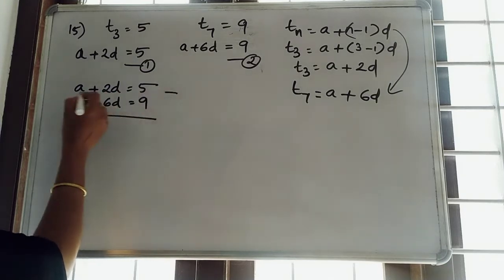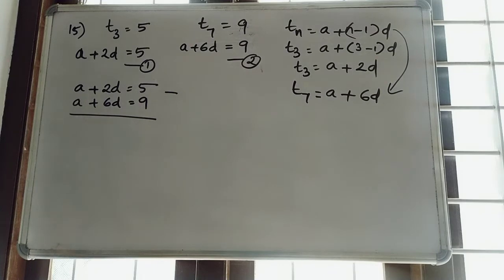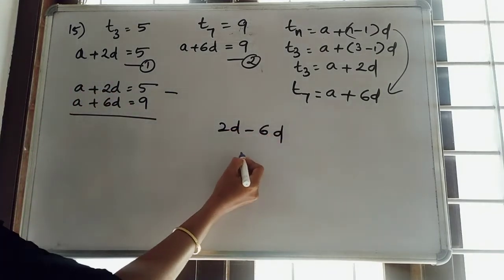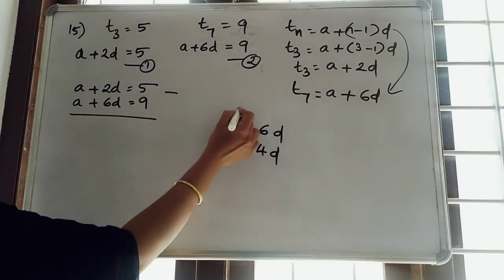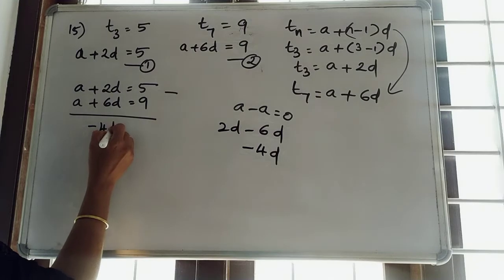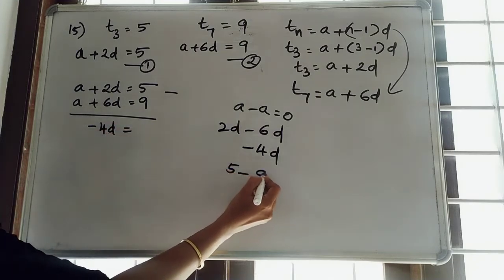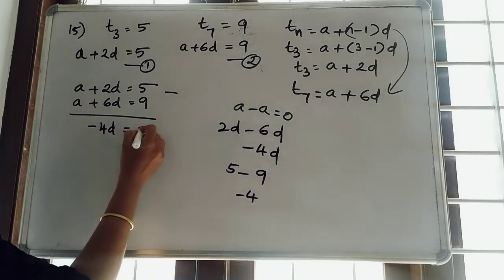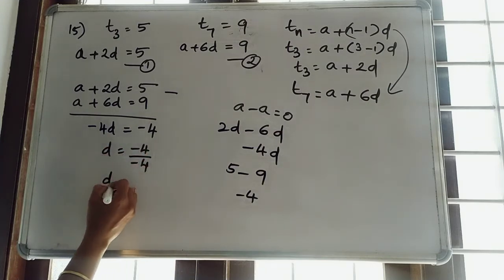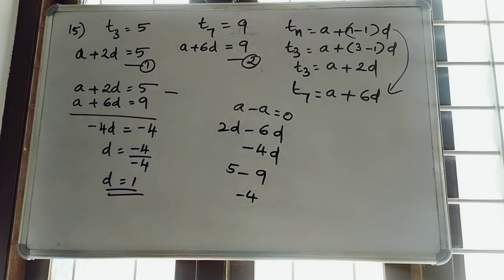So if we subtract, we will get 2D minus 6D. Doing it in the working column, 2D minus 6D will be negative 4D. A minus A will be 0. So negative 4D is equal to 5 minus 9, which is negative 4. So D is equal to negative 4 divided by negative 4, so the D value will be positive 1.